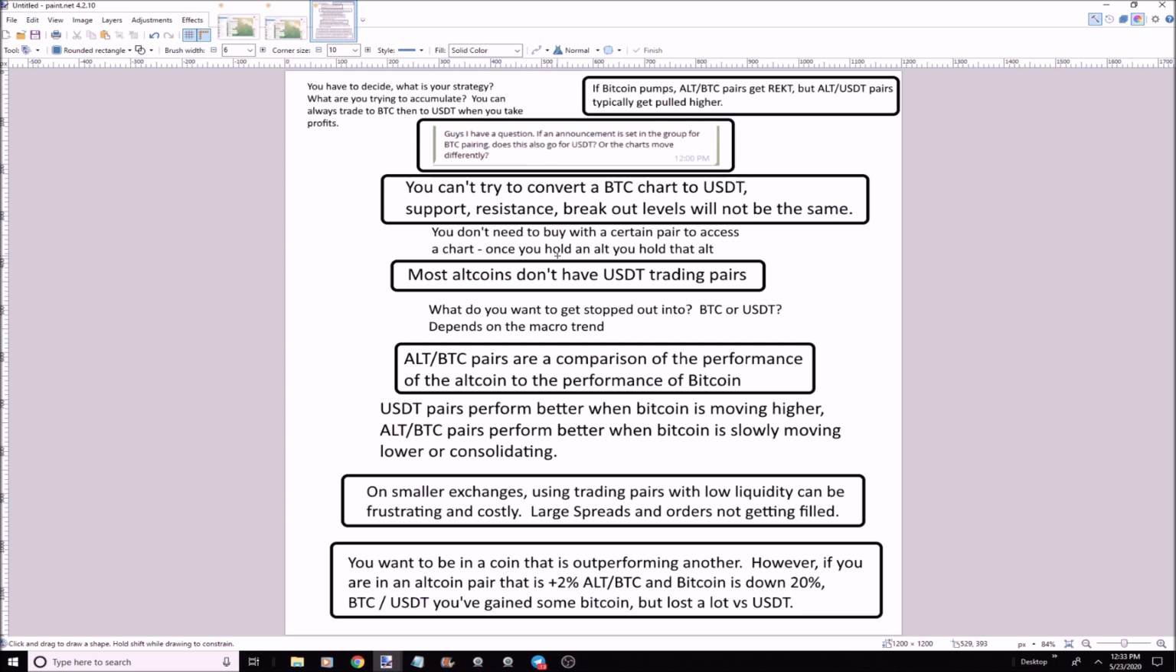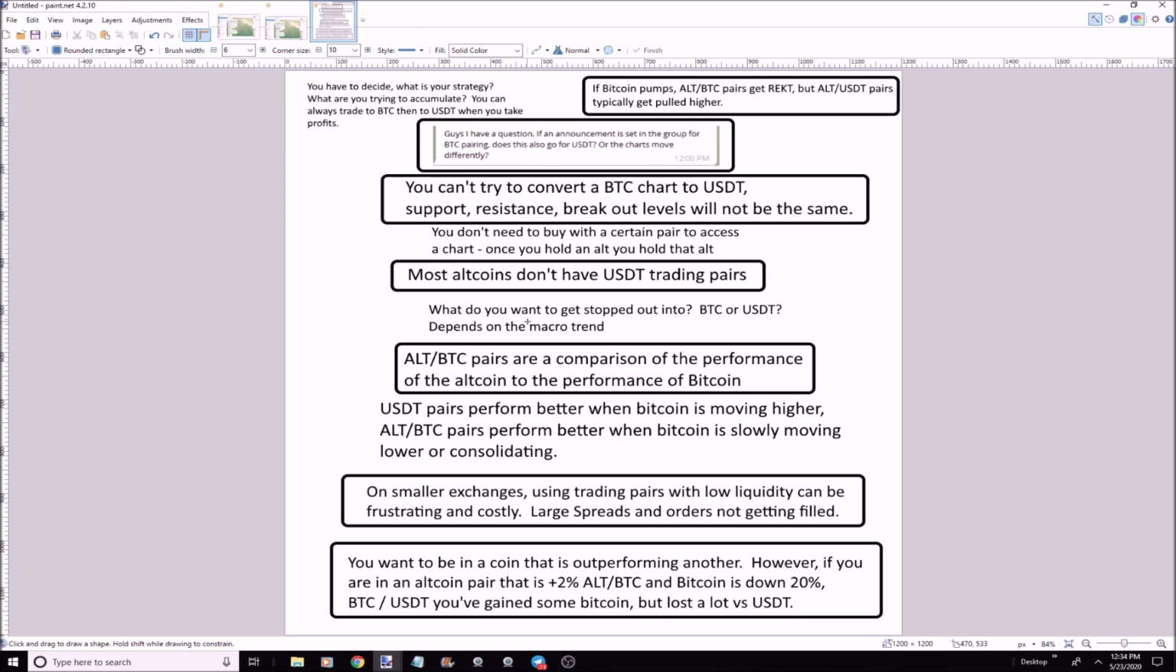Here's the issue. Most altcoins don't have USDT trading pairs. A lot of them are smaller altcoins, micro caps and small caps, and it's a two-step process. You have to essentially go from USDT, buy Bitcoin, and then from Bitcoin to the altcoin. And then vice versa, you can go back the other way. And when you sell, if you're taking profits, potentially you want to hold it in USDT.